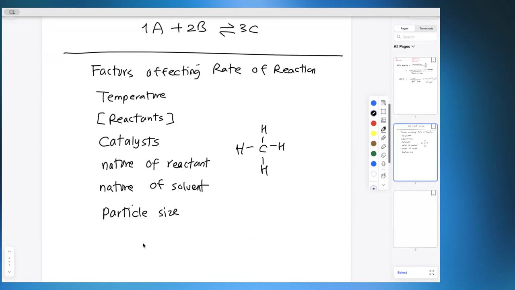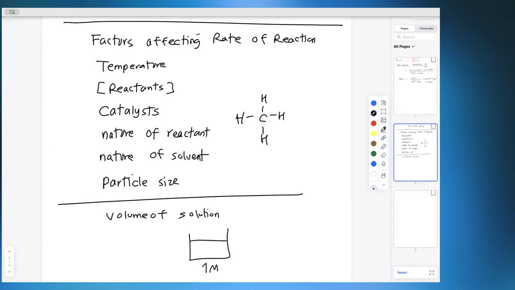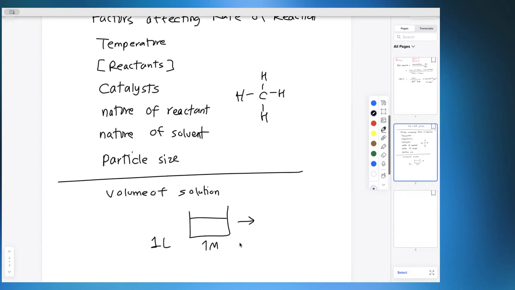One important note here is that some of the students think that the volume of the solution will affect the rate of the reaction. For example, if I have a solution which is 1 molar and it is 1 liter, and then in the exam I say that I have 0.5 liter of the 1 molar solution. What did I change here? Did I change the volume or the concentration? I changed only the volume. So I did not change the concentration.